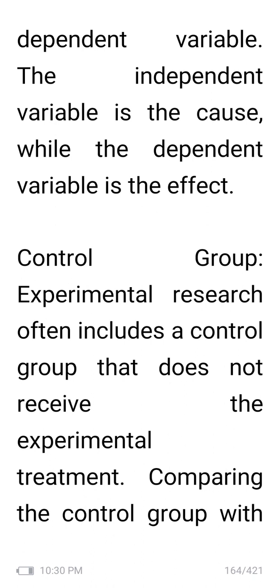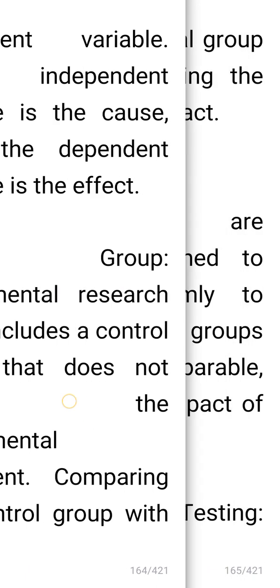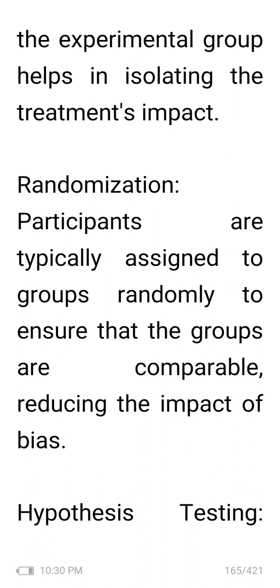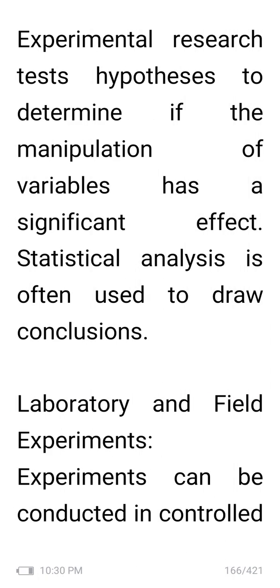Then, control group. Experimental research often includes a control group that does not receive the experimental treatment. Comparing the control group with the experimental group helps in isolating the treatment's impact. Then, randomization. Participants are typically assigned to groups randomly to ensure that the groups are comparable, reducing the impact of bias. Then, hypothesis testing. Experimental research tests hypotheses to determine if the manipulation of variables has a significant effect. Statistical analysis is often used to draw conclusions.